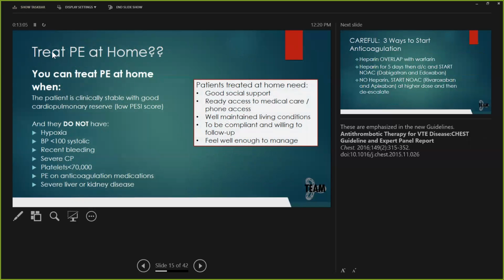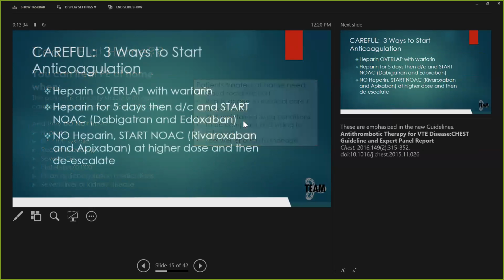So you can treat PEs at home when you have low risk. Low risk means the patients don't have hypoxia, the blood pressure is good, no recent bleeding, no severe chest pain, the platelet count is reasonable, and they don't have any liver or kidney problems. And if you think the patient has good social support and ready access to medical care, you can treat the patient as outpatient at home too.